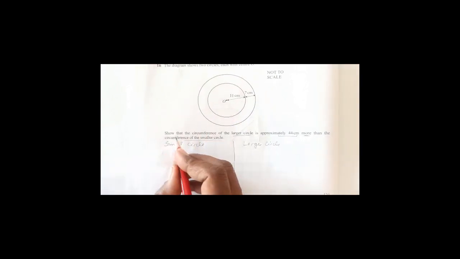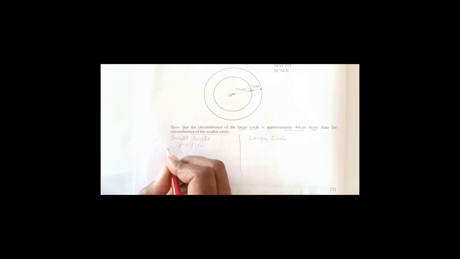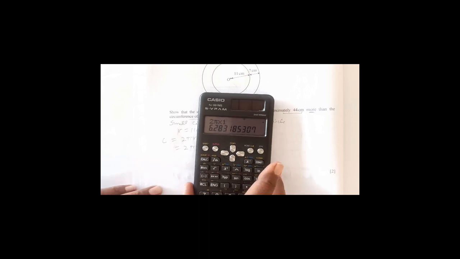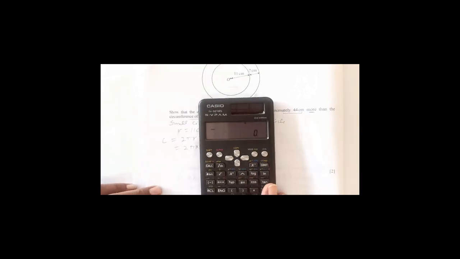For the smaller circle the radius is 11 centimeters and the circumference is 2 pi r. So 2 times pi times 11, let's see. Something is wrong. It's 69.115, so approximately 69.12 centimeters.